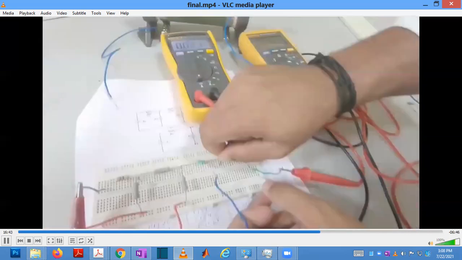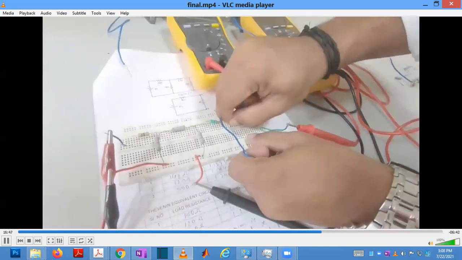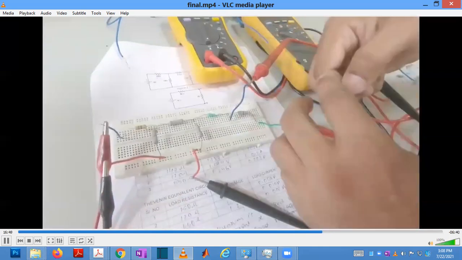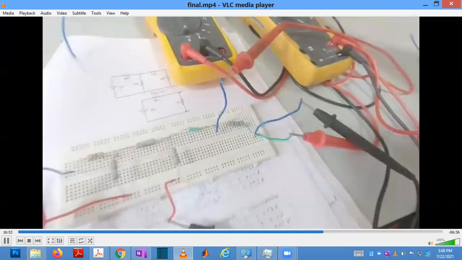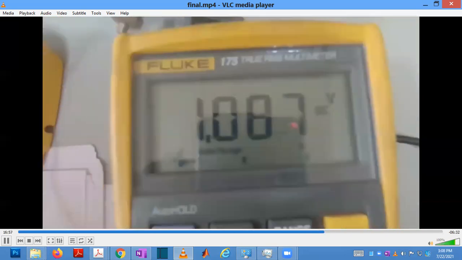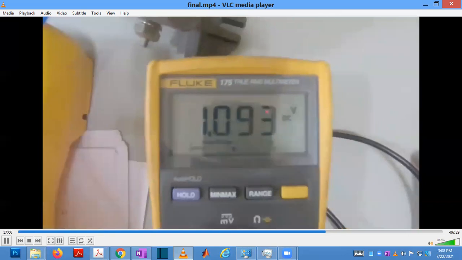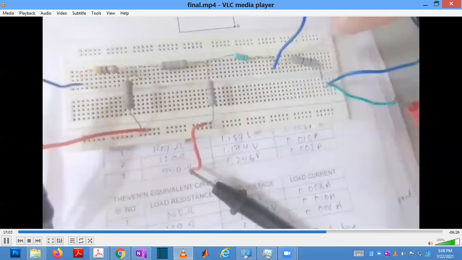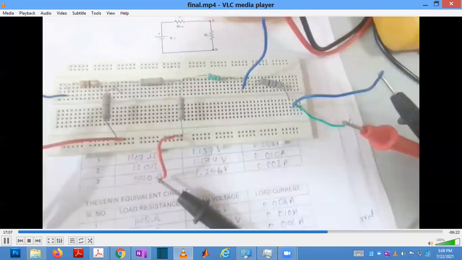So you connect it in parallel using two wires. You take two wires and you can connect it in parallel. Then you will get the voltage value 1.088, and the current value you are getting from the ammeter. So this is how this experiment is done.